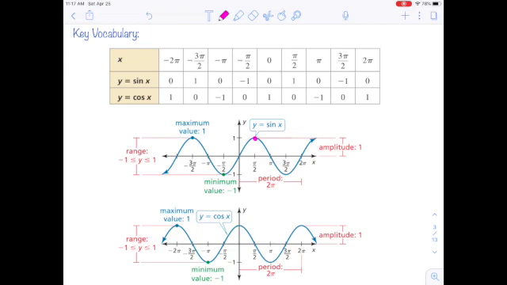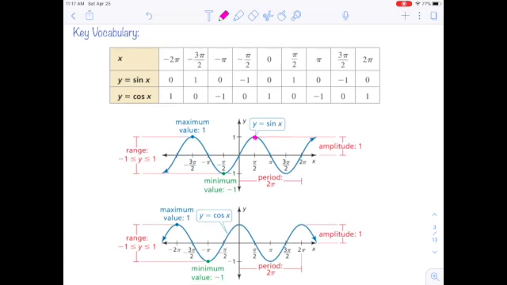Hi everyone, welcome back. Today we're talking about bigger and better graphs of sine and cosine. Right here we have our parent graphs of our sine and our cosine function, and we really need to hammer in this vocabulary so we're all speaking the same language.